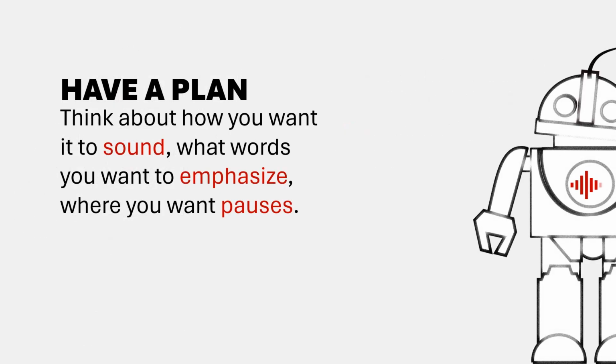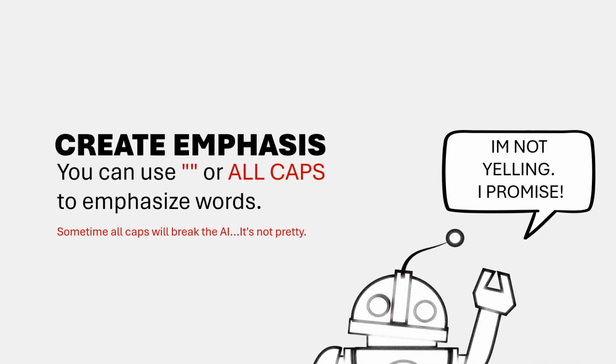Continuing on. Before you start entering your text, first stop and think about how you really want the words to sound. What words do you want to emphasize? Where do you want pauses? It's good to start with a plan of how you want the output to sound before you start entering the text. Now that you have your plan, let's look at how you can emphasize certain words.